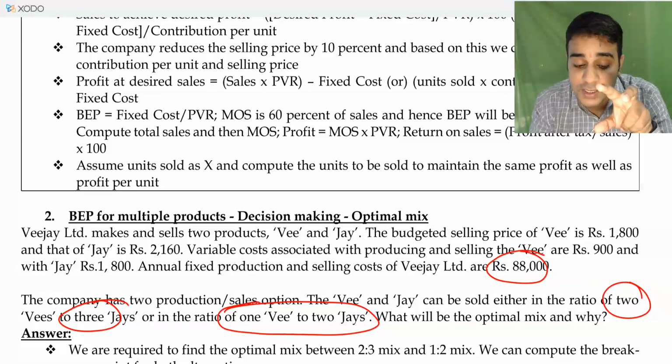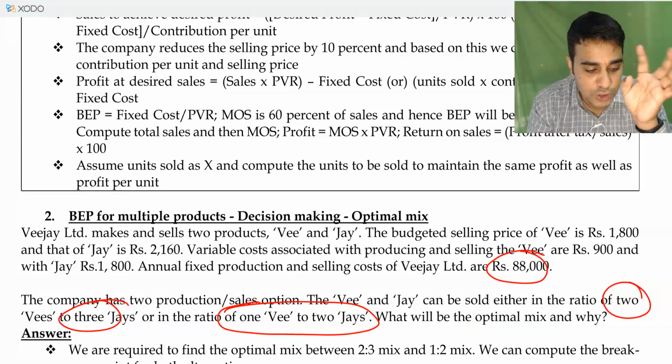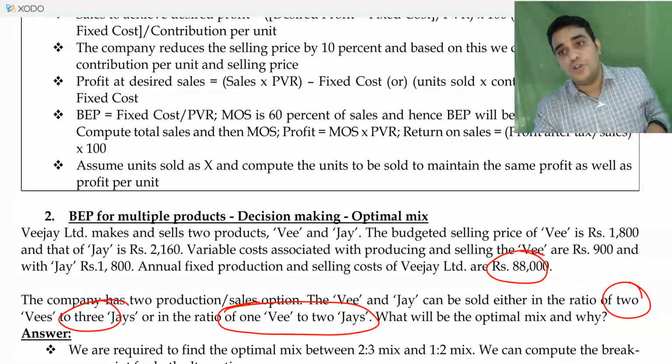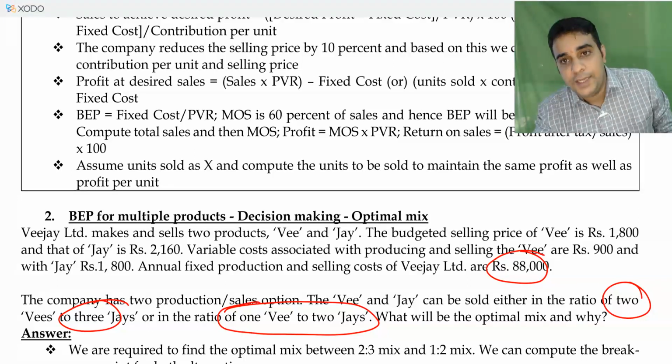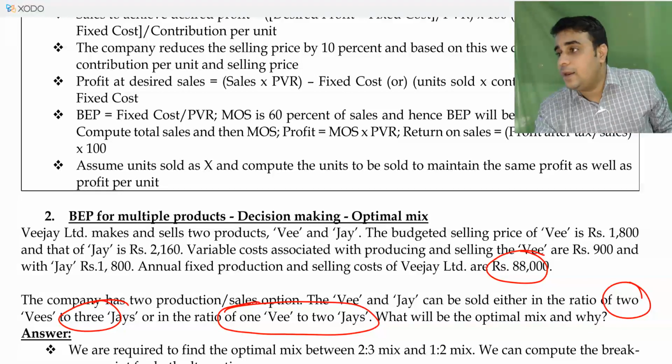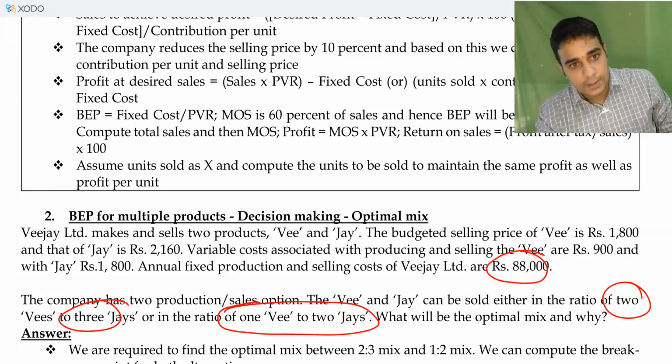But I want to know the contribution of option 1 and option 2. What is option 1? 2:3, and option 2 is 1:2. I want to know the contribution of this and not the contribution of V and J. What is available in the question is the contribution of V and J. So it's kind of a tricky situation. This is called BEP for multiple products.